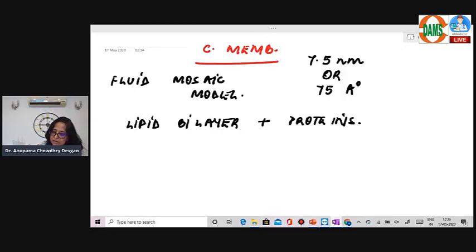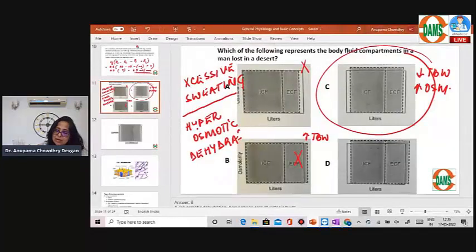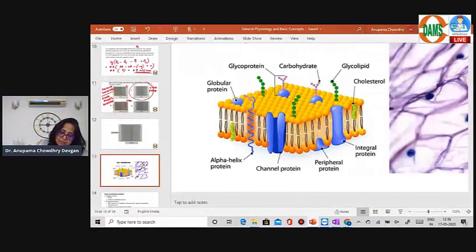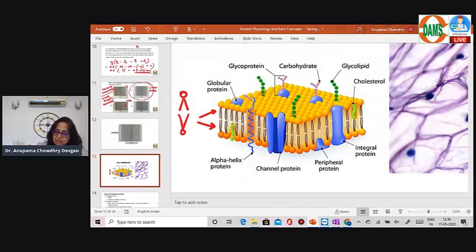If you remember your diagram of what a cell membrane looks like, there is a lipid bilayer here, and they have hydrophilic heads and hydrophobic tails. You do this in biochemistry in detail, right? So these are your hydrophilic heads and hydrophobic tails. This is how it forms a bilayer, yes? And you also have the proteins. Proteins could be integral proteins or peripheral proteins.